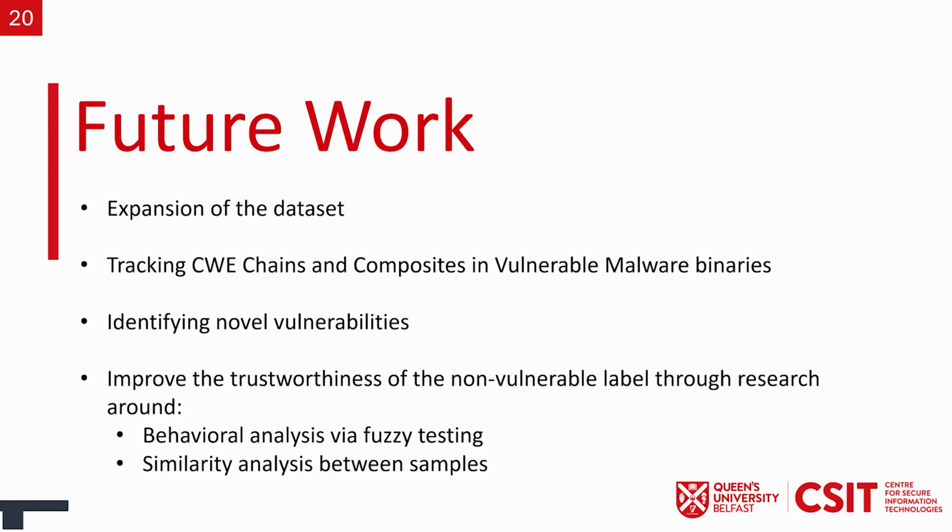Identifying novel vulnerabilities. There could be vulnerabilities in the samples currently that haven't been explored or found. It would be good to try and find new vulnerabilities that could be added to a corpus within the data set. And finally, improving the trustworthiness of the non-vulnerable label through techniques like behavioral analysis by fuzz testing, like in the DEF CON video previously mentioned, and similarity analysis between the samples. That could be similarity between the code, or if you were to hash the code and compare similarities between that using things like TLSH and stuff.